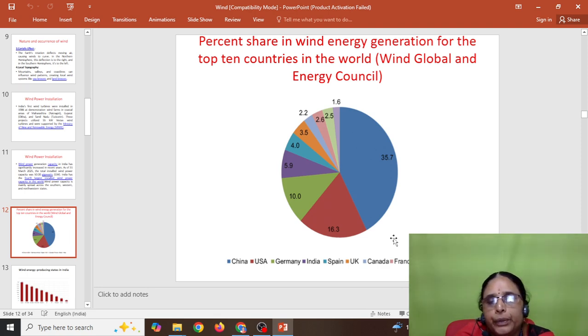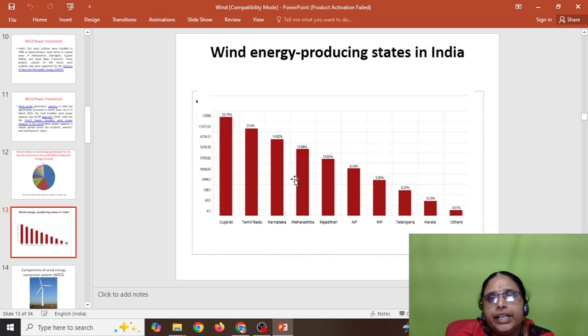And this is the pictorial representation of wind power generation worldwide. The first one is China, the second one is USA and the third one is Germany. We are in fourth place in wind power generation capacity worldwide. And this is the wind energy producing sites in India, state wise. Gujarat is the first one and Tamil Nadu is the second, Karnataka third, then Maharashtra and Rajasthan, like that.